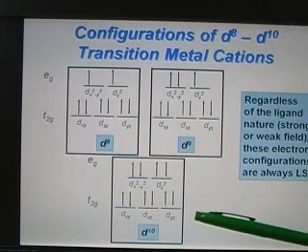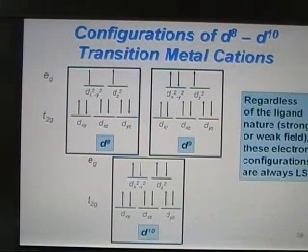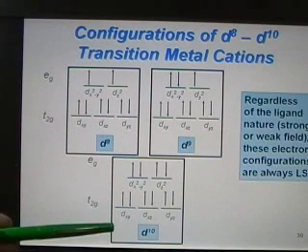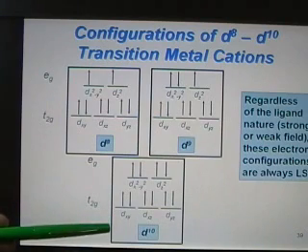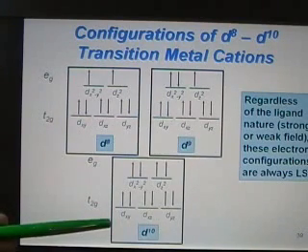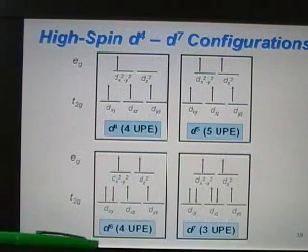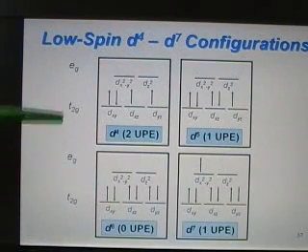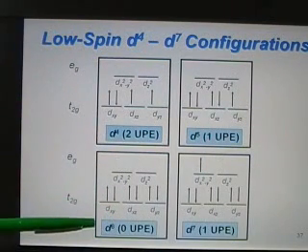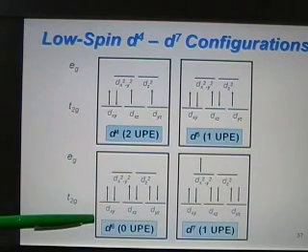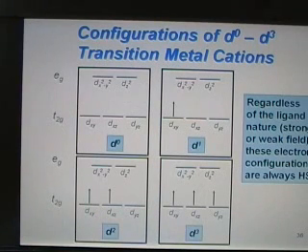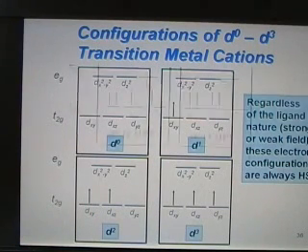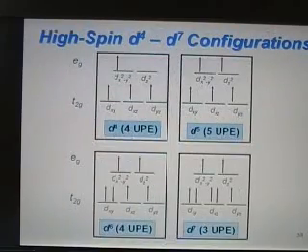If we think about magnetism, D10 electron configurations are always diamagnetic. Low spin D6 electron configurations are always diamagnetic. And D0 must always be diamagnetic. The rest can be paramagnetic.